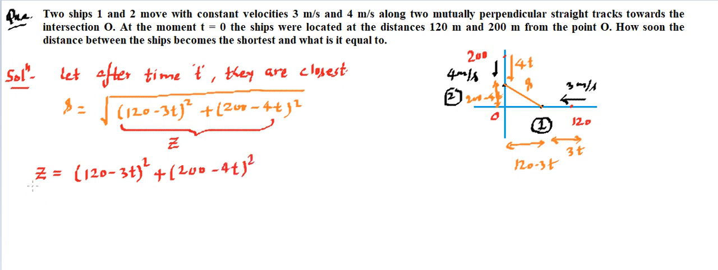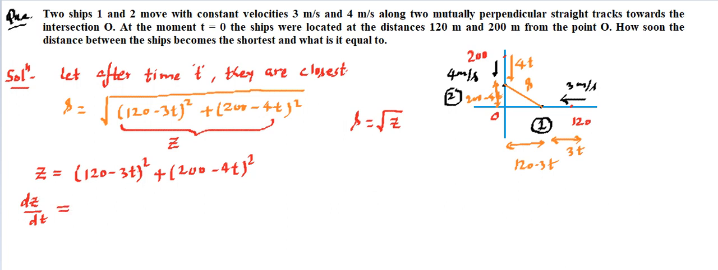Because when z is going to be maximum, s is going to be maximum. When z is going to be minimum, s is going to be minimum. By considering this, we have the relation s equals under root z, so we can find z, and we can find s. Now, as per the rule, for z to be minimum, we first need to find dz by dt to get this extremum value.